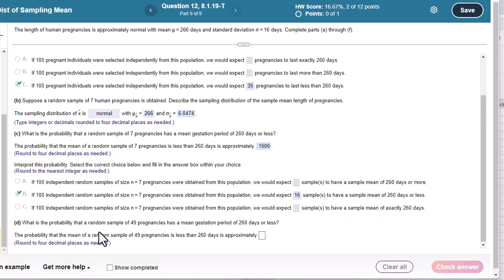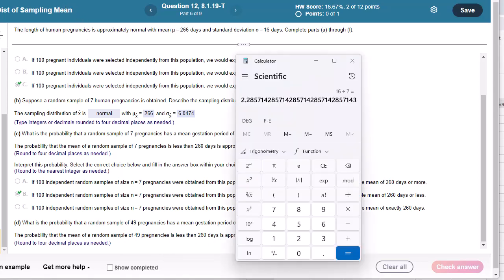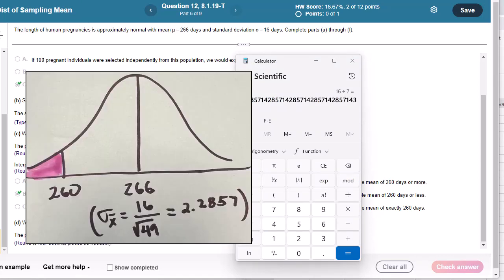What is the probability that a random sample of 49 pregnancies has a mean gestation period of 260 days or less? Again, I recommend drawing this out. I don't spend too much time figuring out exactly where I need to put that 260, just put it anywhere to the left. And we see the standard deviation is now 16 divided by the square root of 49. Pop that in the calculator, you get 2.2857. And that's what I'm going to put into my StatCrunch calculator.